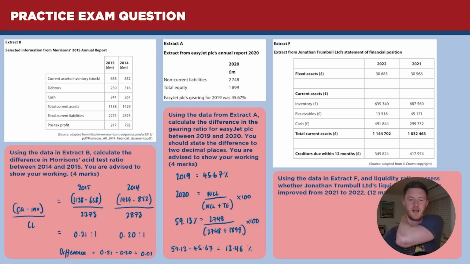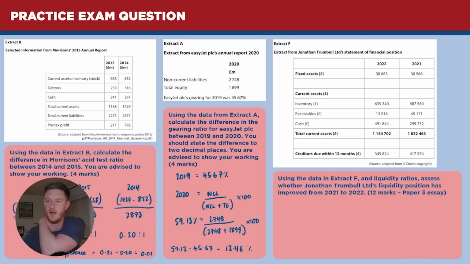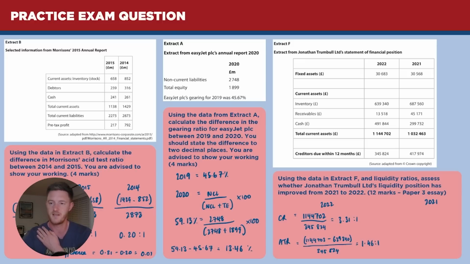And then for this last one, liquidity ratios. This was an essay question. Really important to have a look at these. This one talked about the liquidity position of the business. So we can calculate both of those, right? We can calculate acid test ratio and current ratio for 21 and 22. So we're saying 22 and 21. Current ratio for Jonathan Trumbull is 3.31. Acid test is 1.46. In 2021, it was current ratio of 2.47 and acid test ratio of 0.88.